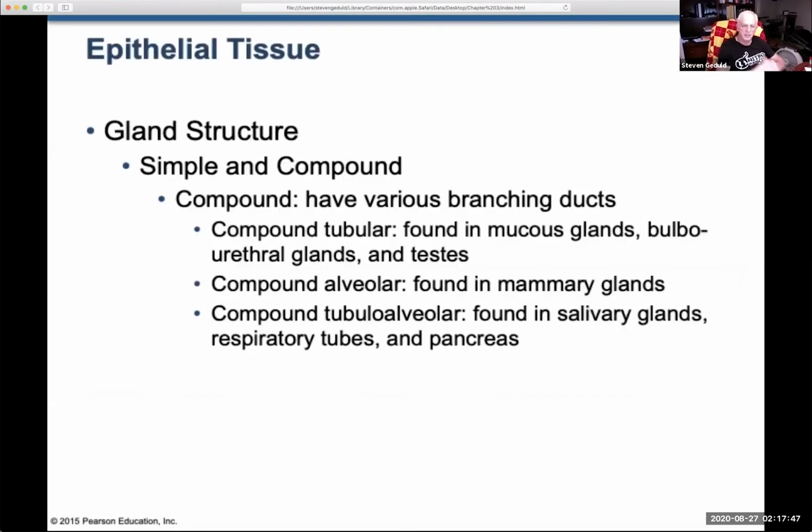Okay. Simple and compound. Compound glands have various branching ducts. So the simple has no branches. Compound have branches. Compound tubular is found in mucous glands, both the bulbourethral gland and testes of the male sex system. Compound alveolar is found in mammary glands, and compound tubulo-alveolar is found in salivary glands, respiratory tubes, and in the pancreas. And here's your examples.